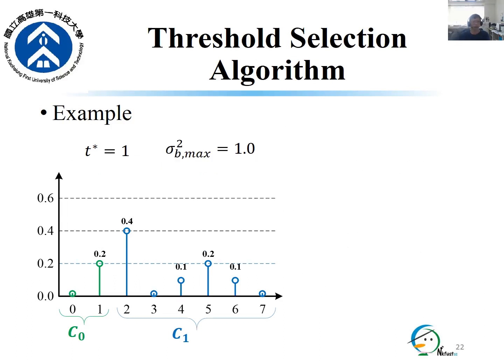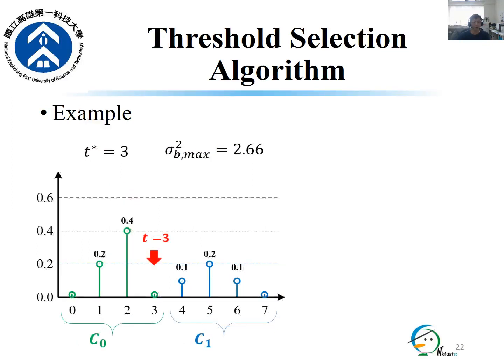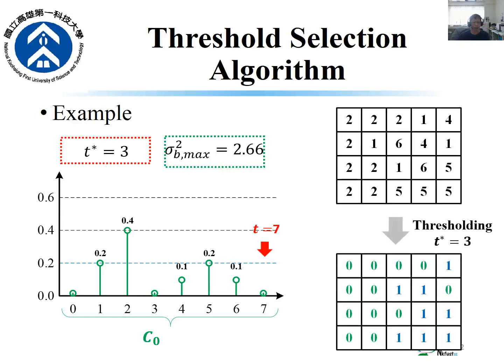Then we process iteration 2 and update T star and sigma max squared. Process iteration 3 and update T star and sigma max squared. After completing the iteration stage, we get the maximum between-class variance 2.66 and the optimal threshold value 3. Using this obtained optimal threshold, we can threshold the input image into binary levels.